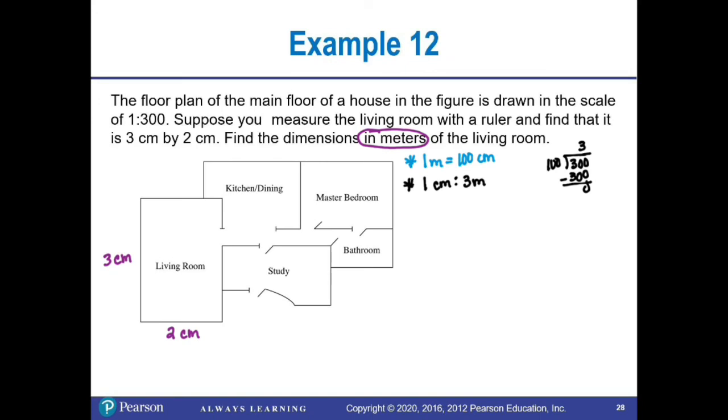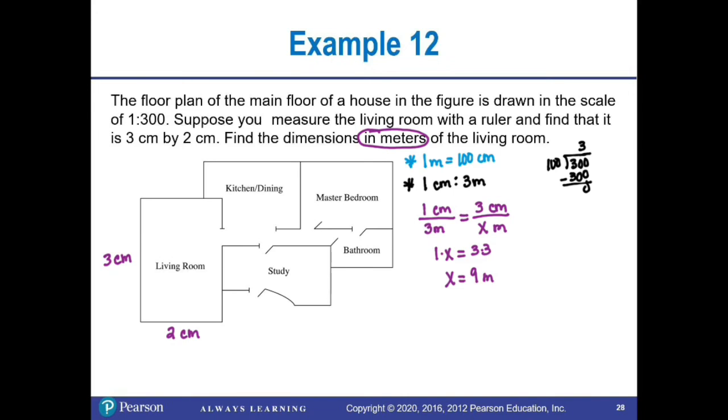Let's start with the long side of the living room. We have 1 centimeter to 3 meters equals 3 centimeters to x meters. Notice again, centimeters is on top on both sides and meters is on bottom on both sides. Use your cross products. We have 1 times x equals 3 times 3. And so we have x equals 9 meters.